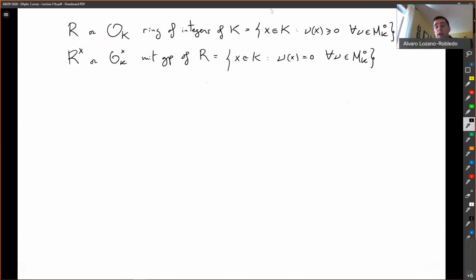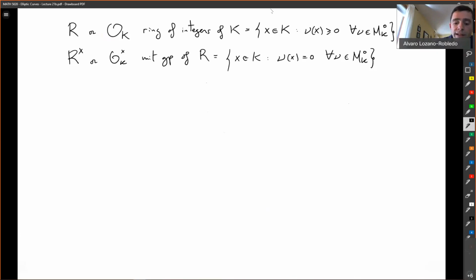Then we're going to talk about S-integers, and S-integers means that we are allowing some denominators. We'll get there, but we will talk about S-integers also, in that we allow a few denominators from a finite set S.